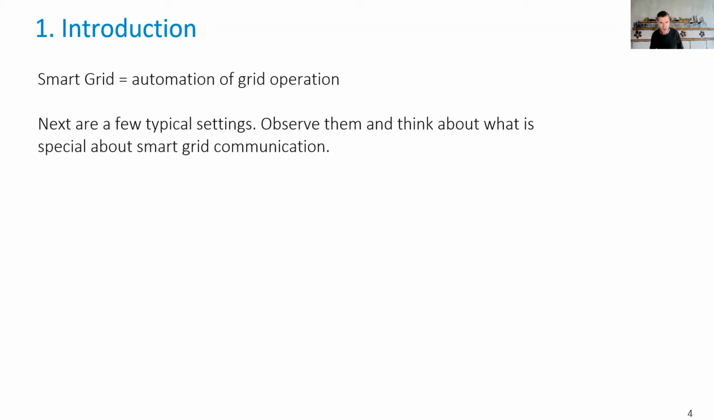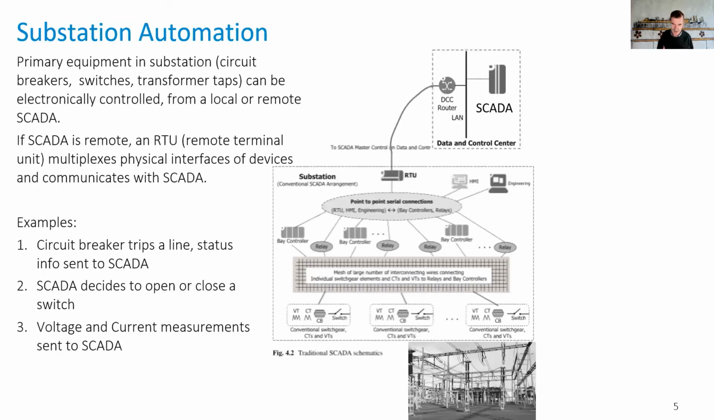Smart grid is about the grid and about automating the operation of the grid. First I will start with giving a few typical settings, and I would like to ask you to observe them and think about what is special in terms of communication network for this setting compared to what perhaps you have learned already or practiced in other contexts. Here is a very typical example that is deployed today in most existing advanced infrastructures. It's called Substation Automation. In countries that have an advanced or partly automated infrastructure, this is what we can see today.